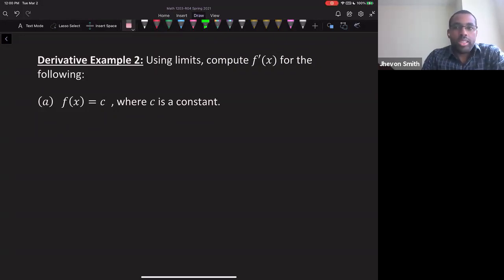Y equals c, where c is a constant. So like y equals 5, right? Or y equals 7, or y equals 13, or y equals pi, y equals a number, right? What would be the derivative of such a function?